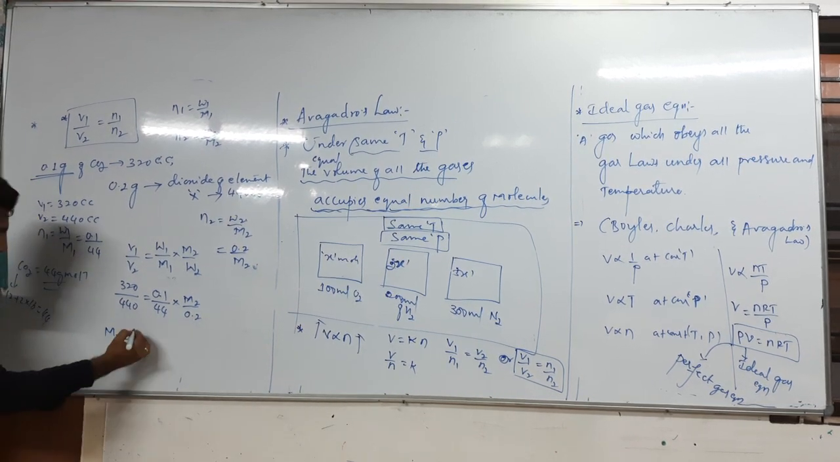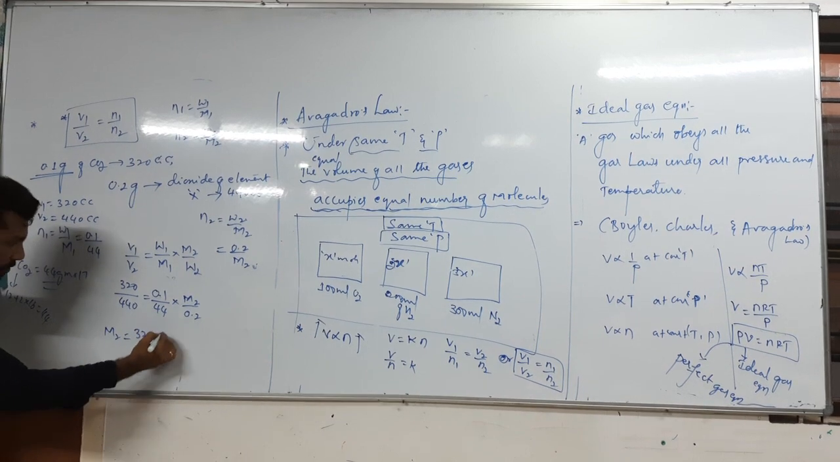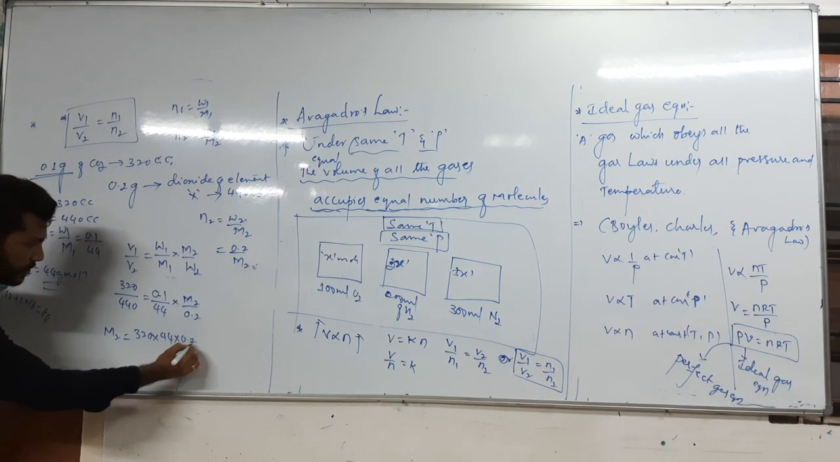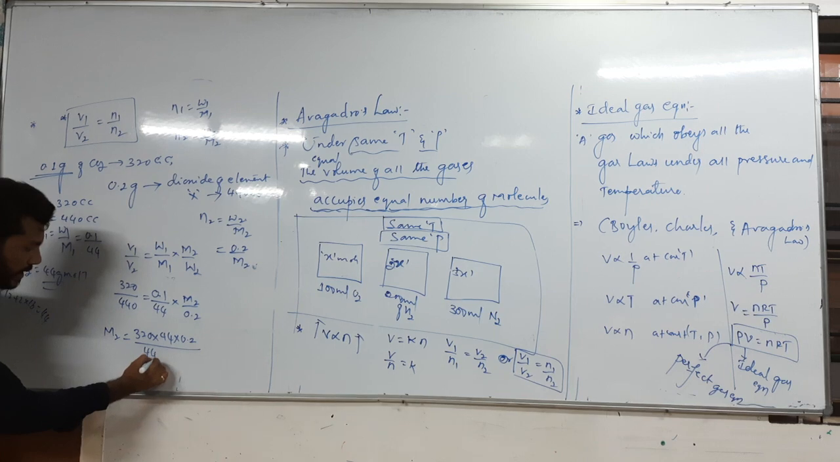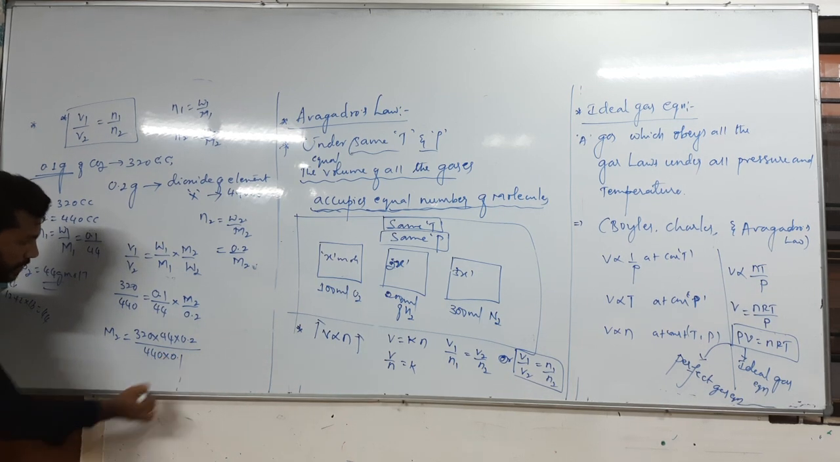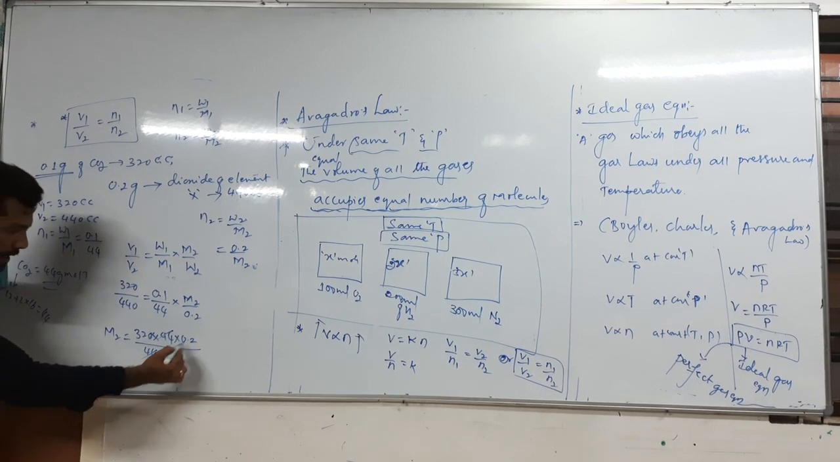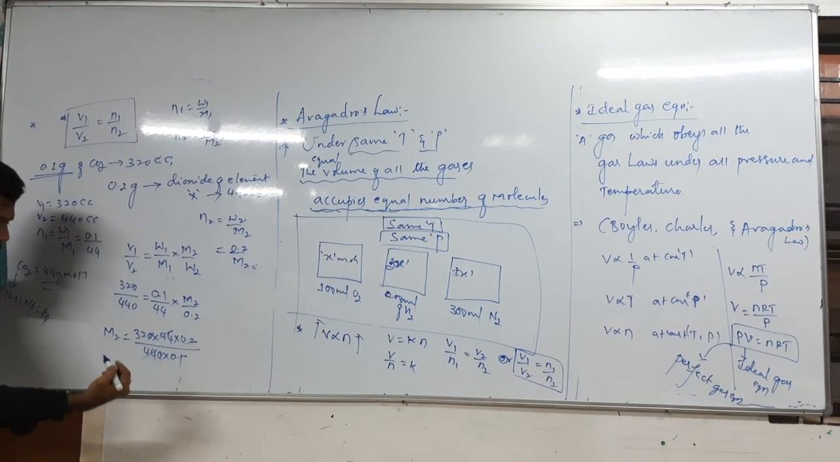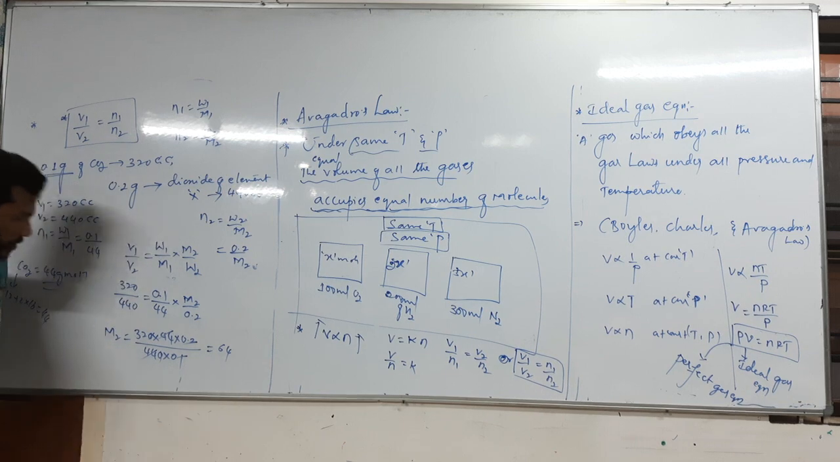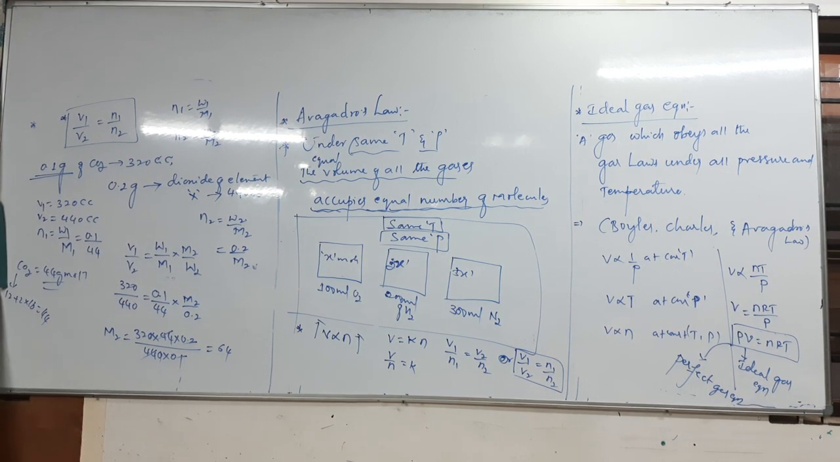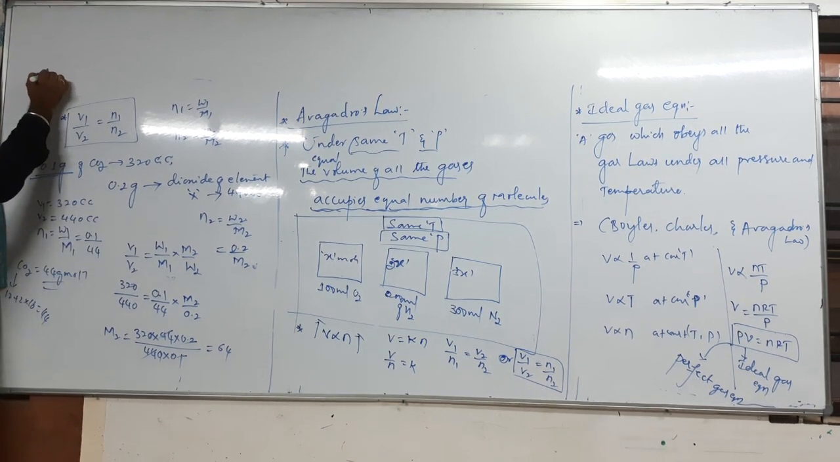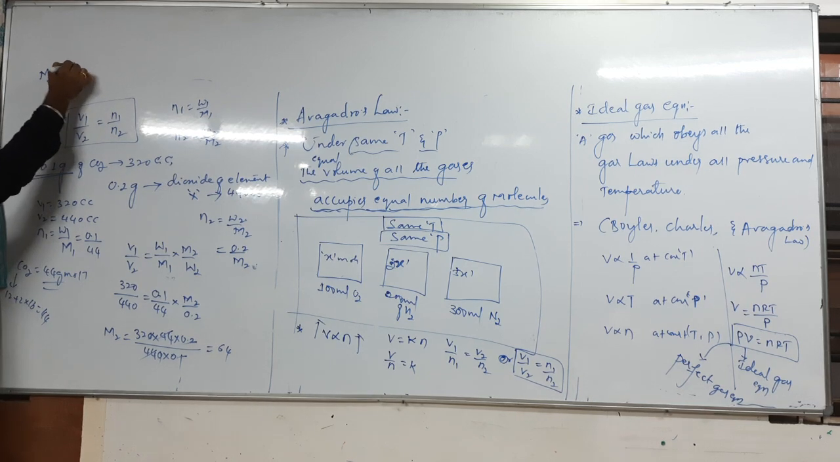M2 will become 320 into 44 into 0.2 divided by 440 into 0.1. Here the 0 gets cancelled, 44 gets cancelled, and we get 60. So the M2 value is 60.